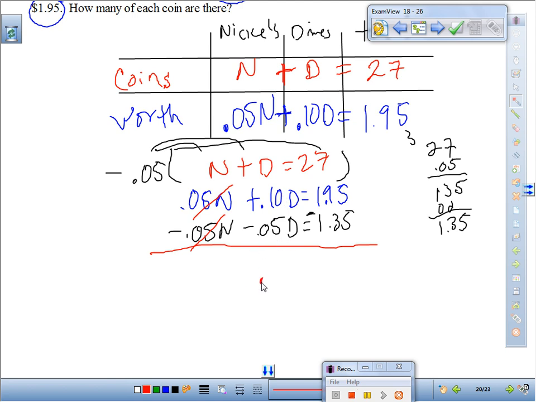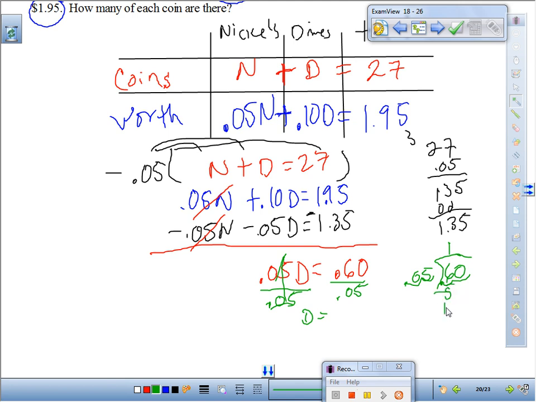0.10D minus 0.05D, that's 0.05D, equals 1.95 minus 1.35, that's 0.60. And at the end, to solve for D, we need to divide by 0.05, divide by 0.05. D equals, let's see, I'm going to do the division over here. 0.60 divided by 0.05. I move the decimal twice. Same over here. We get rid of it. 5 goes into 60. It goes into 6 once, into 5 that's twice. So D is equal to 12.